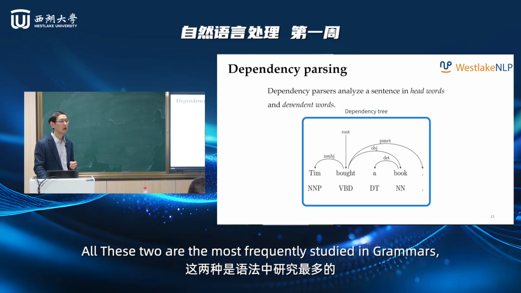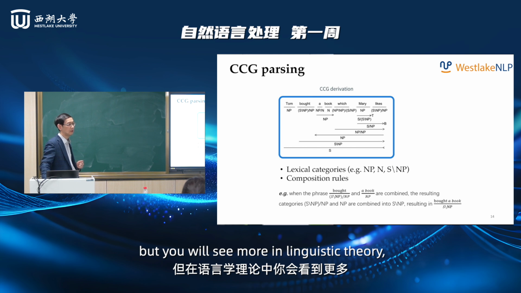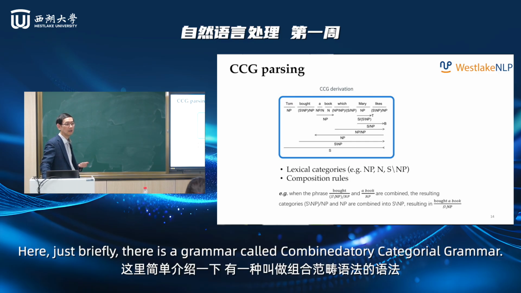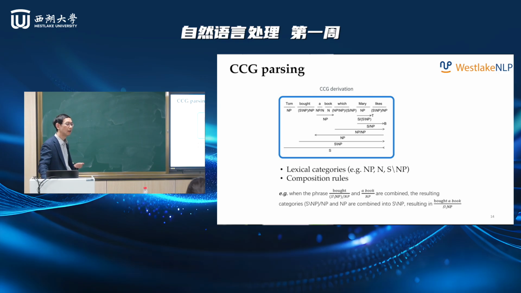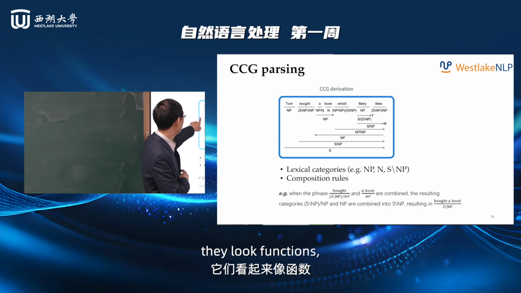All right, these two are the most frequently studied grammars. But you will see more. So in linguistic theory, there are more formal grammars that can express the structure of a sentence. Here, just briefly, there is a grammar called combinatory categorial grammar. Okay, what is this grammar? This grammar will assign very complicated categories to each word. They look like functions, right?